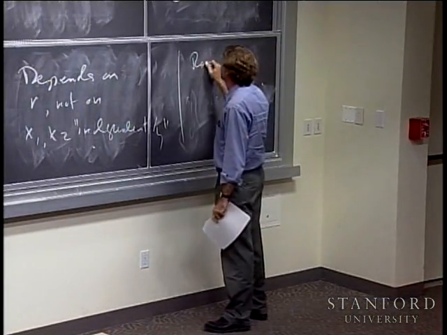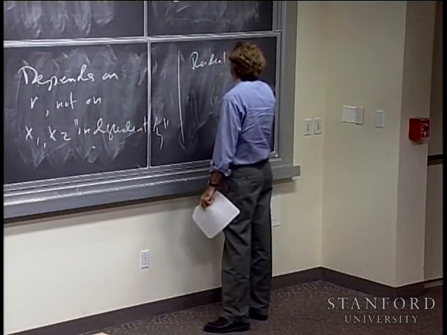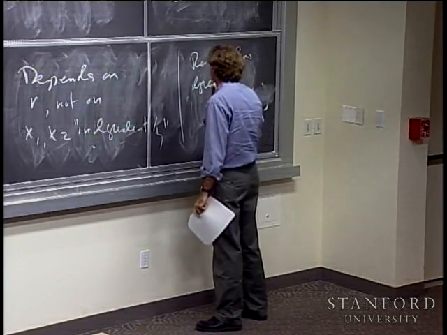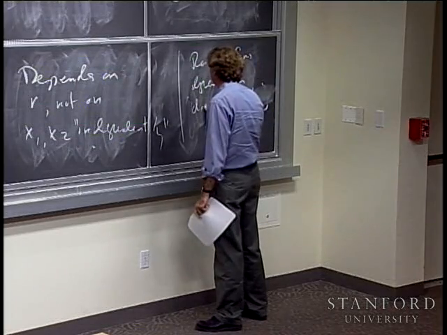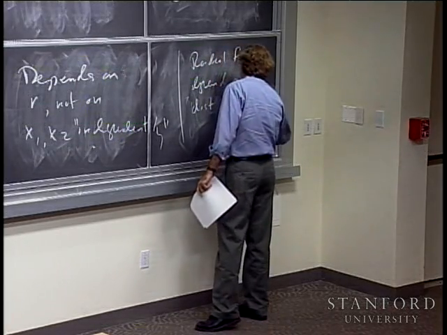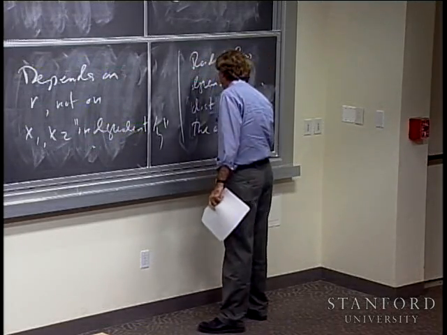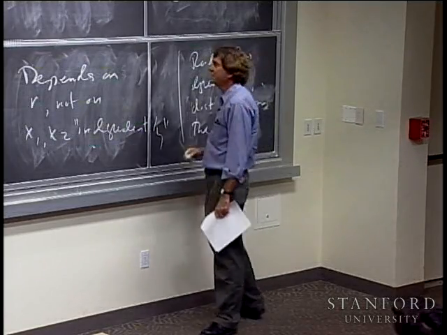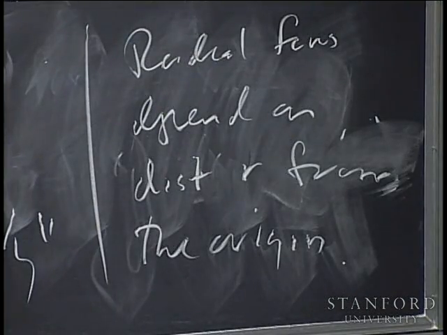So radial functions in general depend on the distance r from some origin. I mean, you can fix the origin. And you've seen many examples like this. They come up all the time in applications. The important thing, as far as Fourier transforms are concerned, is that the Fourier transform of a radial function is also a radial function. That's what I want to show you.